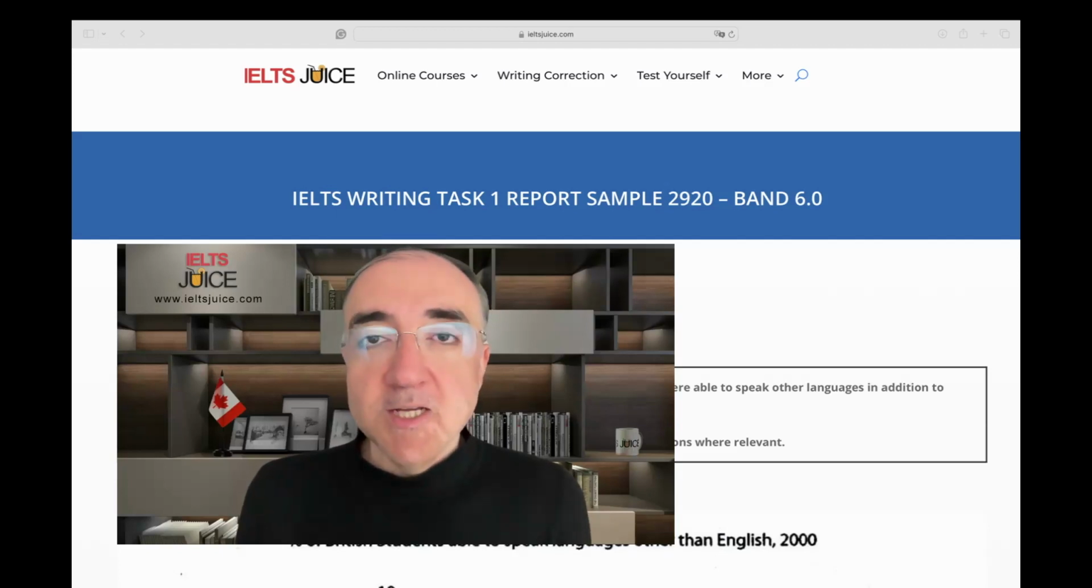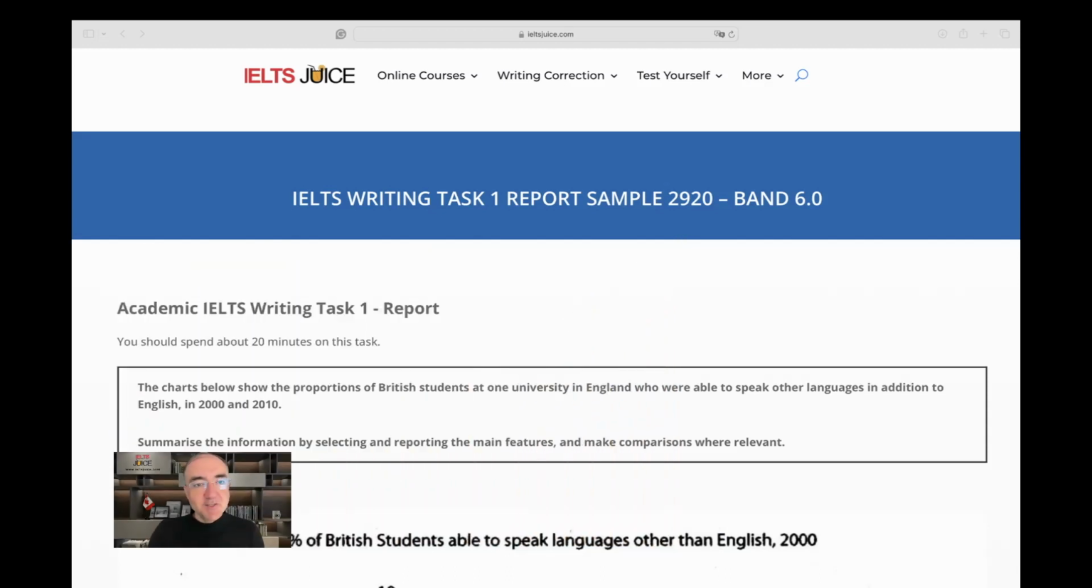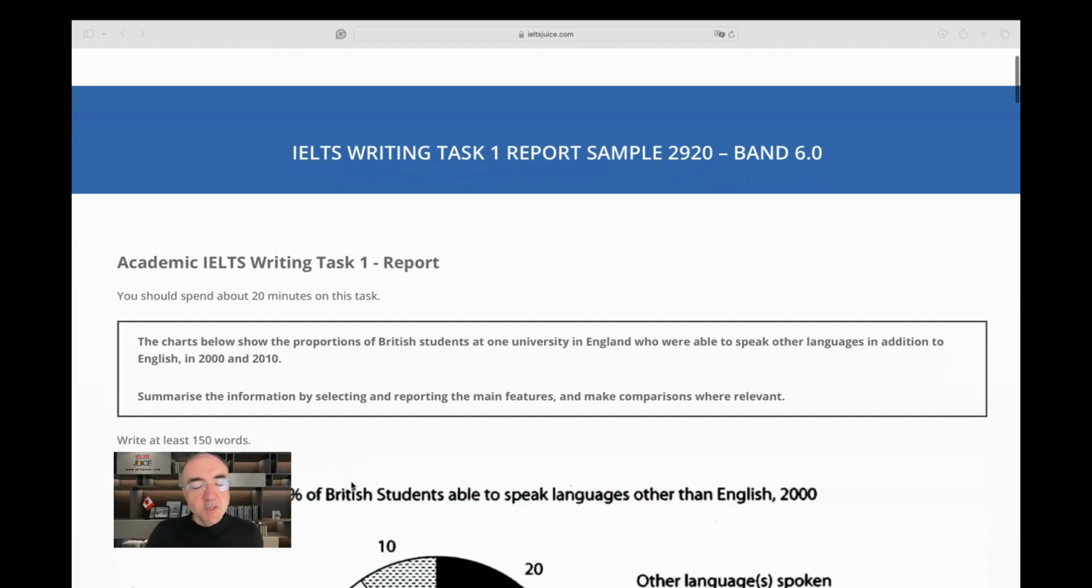We're going to assess a task 1 report and we're going to improve it to 7. So let's start improving, analyzing, and assessing this task 1 rubric. It says, the charts below show the proportions of British students at one university in England who were able to speak other languages in addition to English in 2000 and 2010.